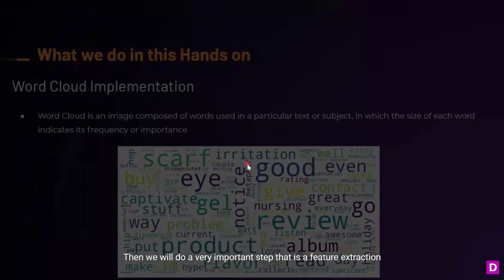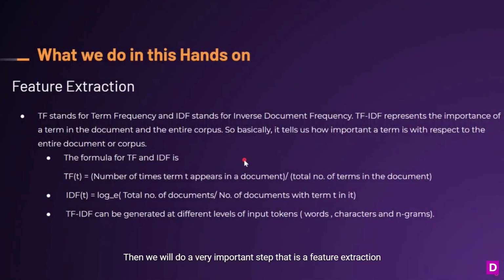Then we will do a very important step, that is feature extraction. So what is feature extraction? When it comes to a deep learning model, the input of the deep learning model is numerical data, right? It generally expects the input as numerical data. So feature extraction, indirectly, converts the textual data into numerical form.